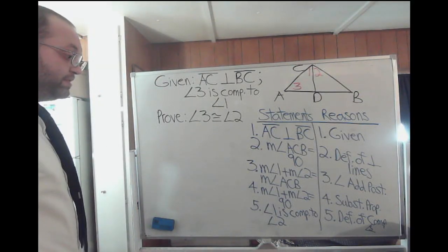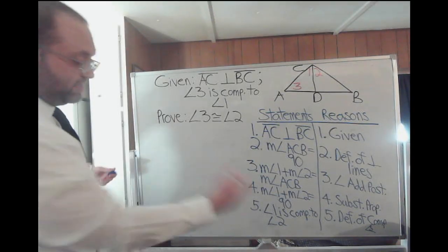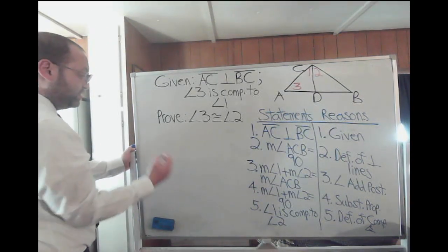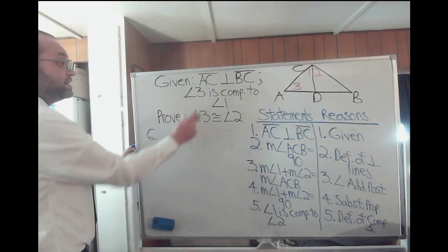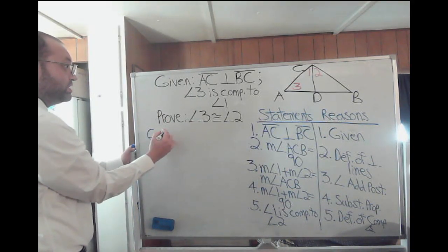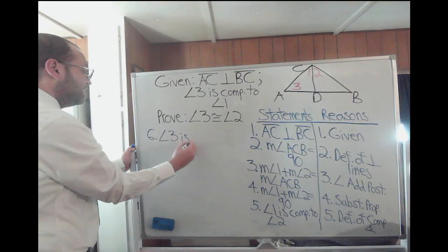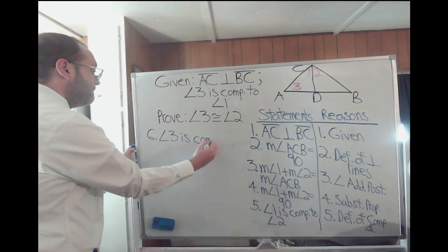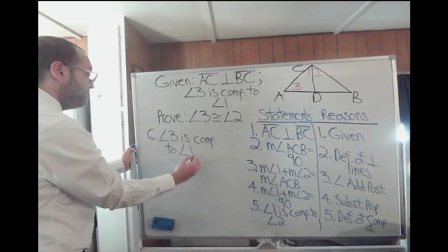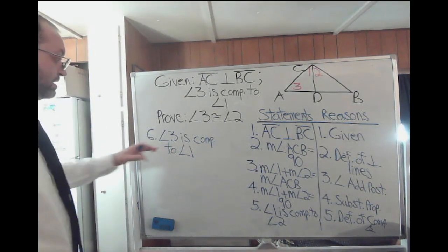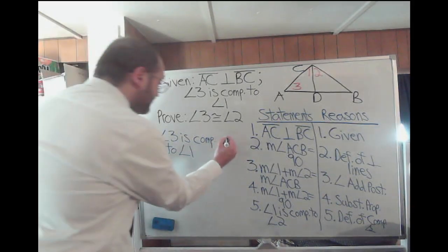Okay, and then here we're going to have to continue over here because this has turned into a long proof, but you'll have that. So step 6, we can use another piece of given information, that angle 3 is complementary to angle 1. So angle 3 is complementary to angle 1. That's by the given information.